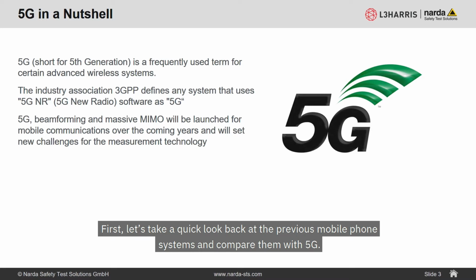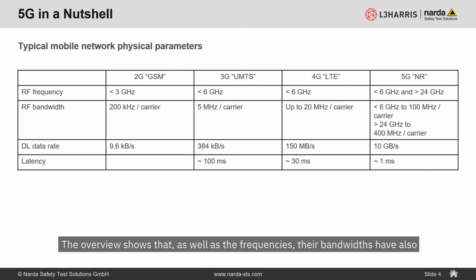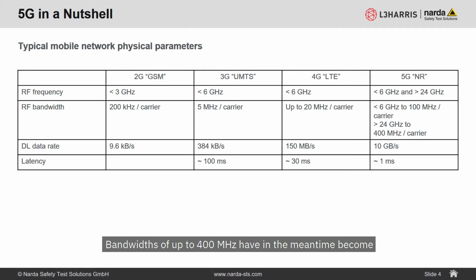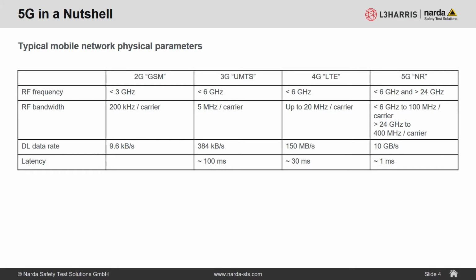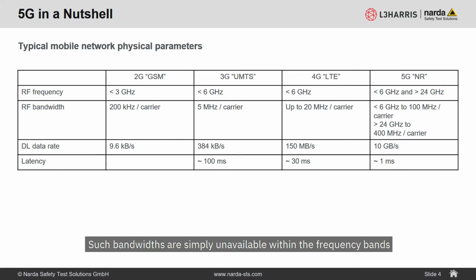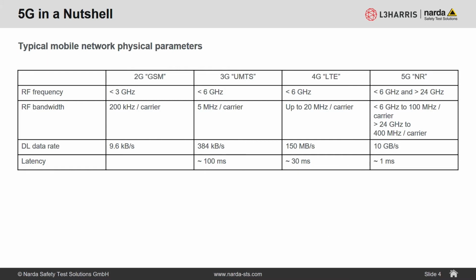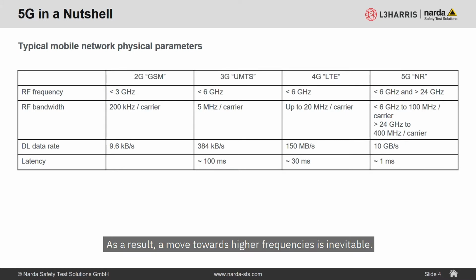First of all, let's take a quick look back at the previous mobile phone systems and compare them with 5G. The overview shows that, as well as the frequencies, their bandwidths have also increased with each successive generation of mobile communications. Bandwidths up to 400 MHz have in the meantime become necessary in order to satisfy the digital world's appetite for data. Such bandwidths are simply unavailable within the frequency bands of conventional mobile phone systems. As a result, a move towards higher frequencies is inevitable. In return, previously undreamt of data rates can be achieved.